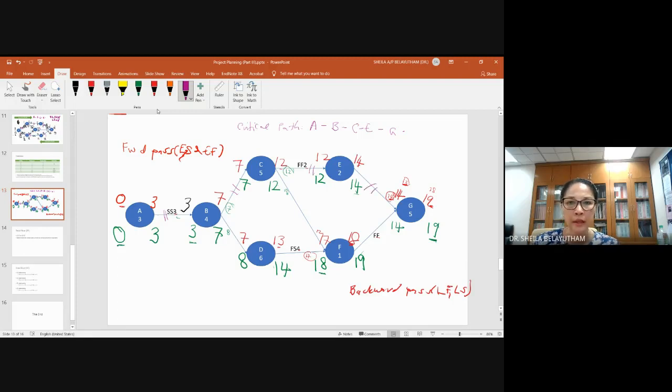Okay, but the total float here, you can actually calculate for activity D: 14 minus 13, you get 1. Okay, 19 minus 18, you get 1. Which means your activity can be delayed 1 day before it affects your total duration. But for these activities along the critical path, you cannot delay even for 1 day. If you delay any one of them for 1 day, you will change the total project duration. So that's why it's critical.